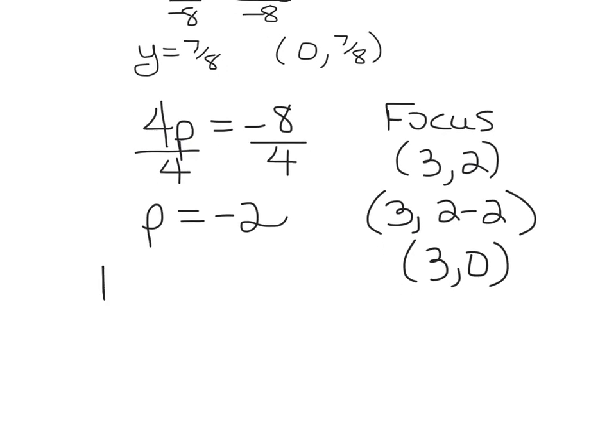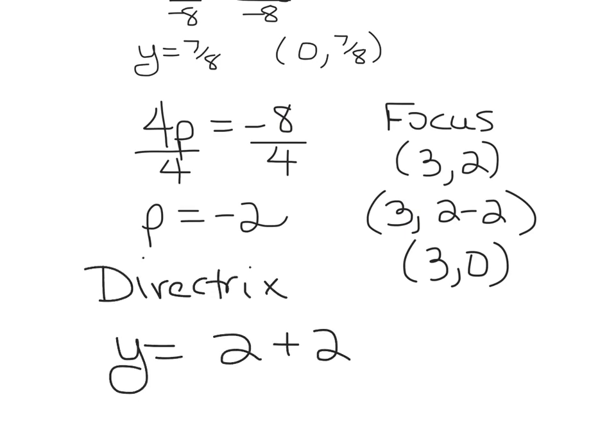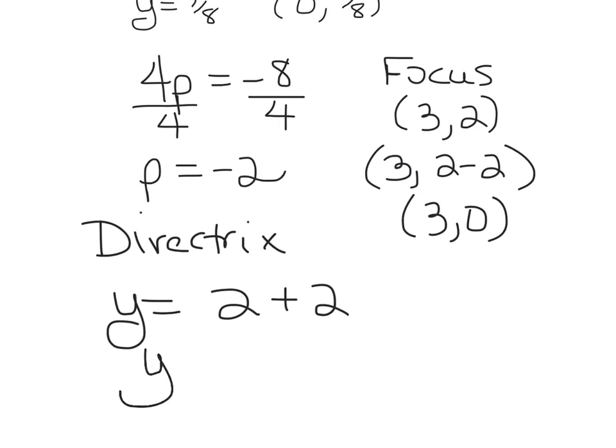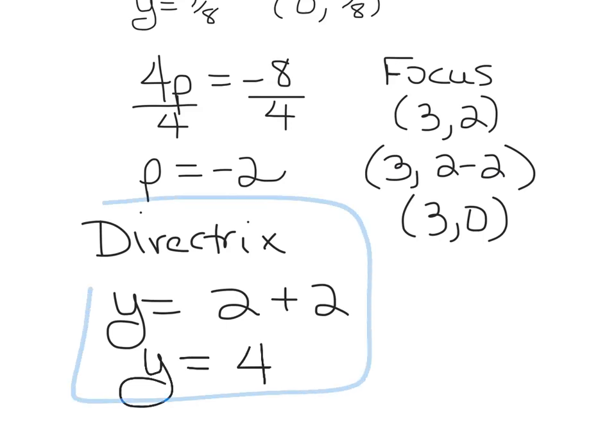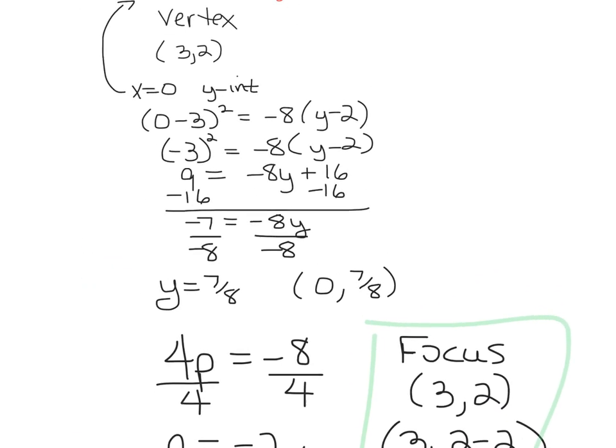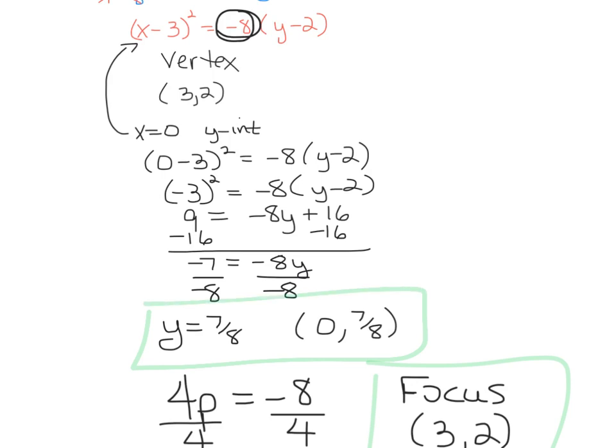And my directrix, remember it's an equation. It'll be y equals, so now I do the opposite of p. So it's 2 plus 2. So my directrix equation is y equals 4. Now that I have all of my information, my equation for my directrix, my focus point, my vertex, and my y-intercept, I can graph my parabola.